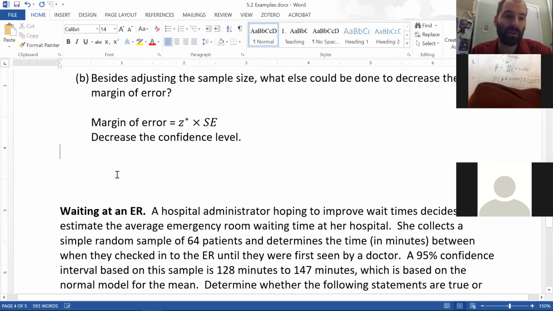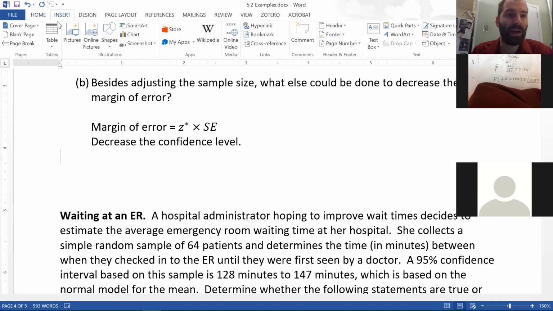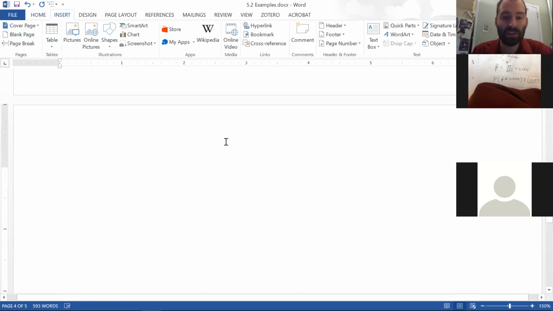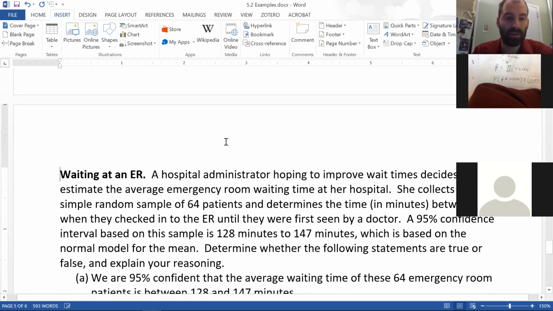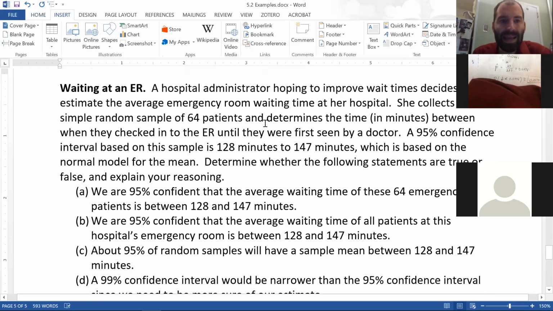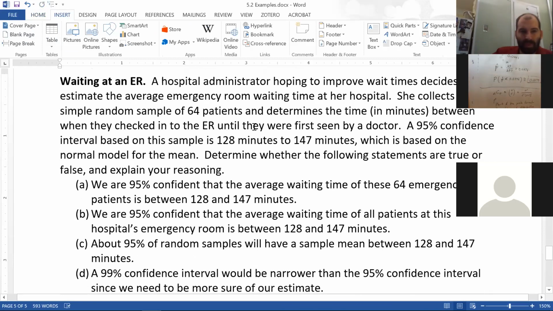And this is the last question, all right? So this is our last problem. Let's go to a new page. All right, waiting at an ER. Okay, a hospital administrator hoping to improve wait times decides to estimate the average emergency room waiting time at her hospital. Makes sense. She collects a simple random sample of 64 patients.